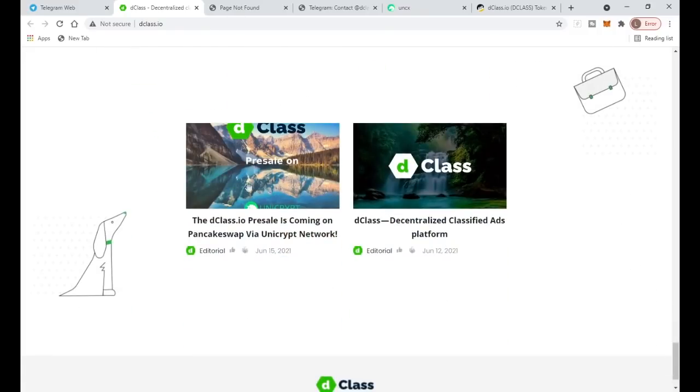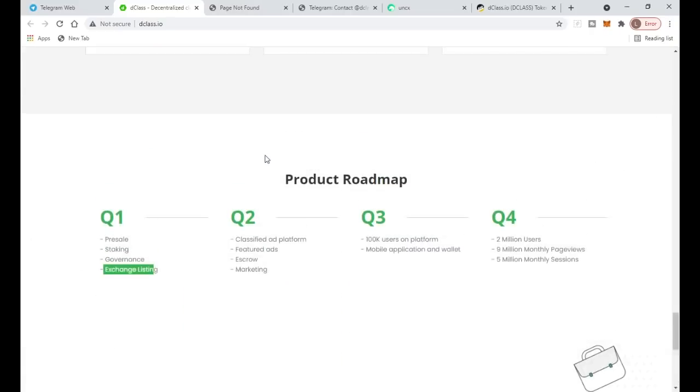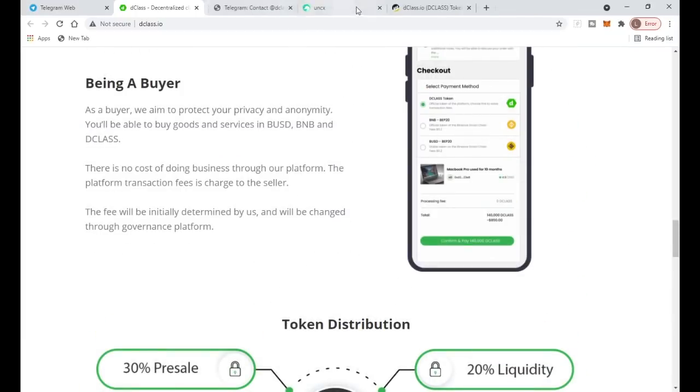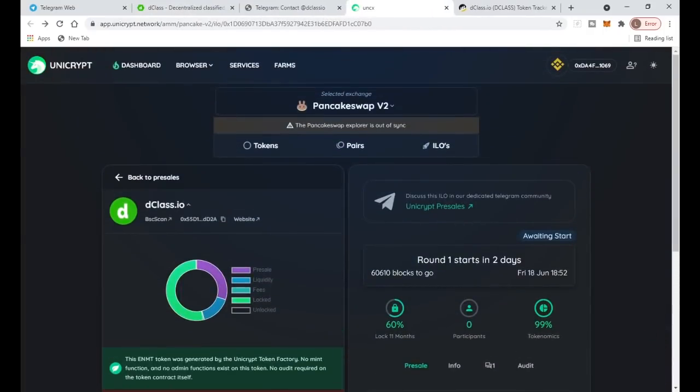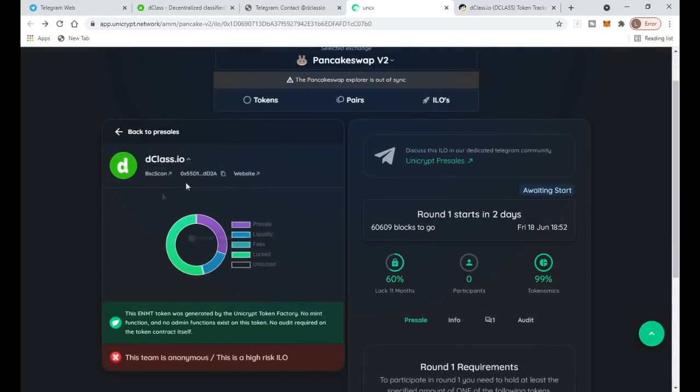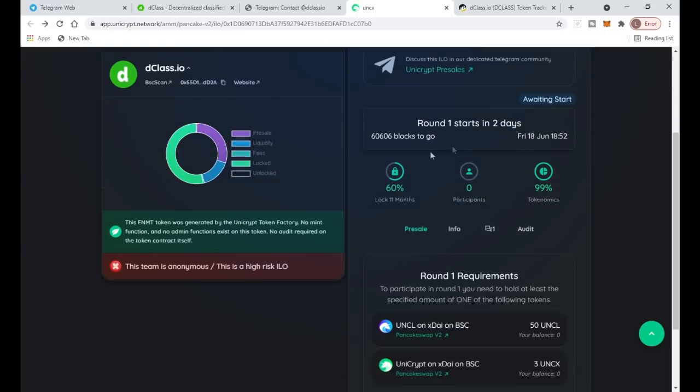So yes, guys, you can read their Medium. Their pre-sale is coming onto PancakeSwap, which I'll show you right now. The pre-sale is on Unicrypt. Links will all be down below in the description if you guys want to head over to it. This is the BSC scan. Here we see how it's broken up, as we know. Round one starts in 2 days. You can buy your pre-sale tokens in 2 days on Friday the 18th at 6:52 p.m.